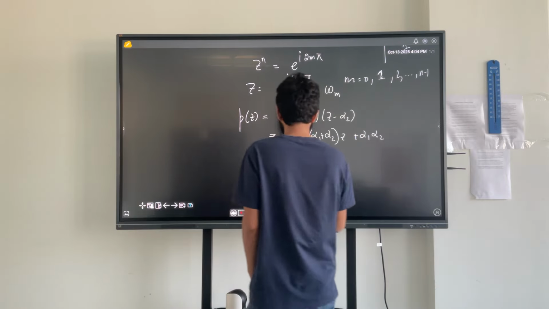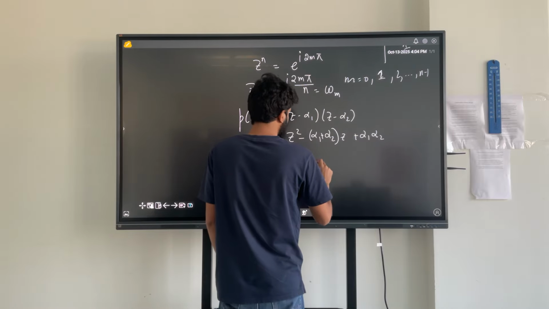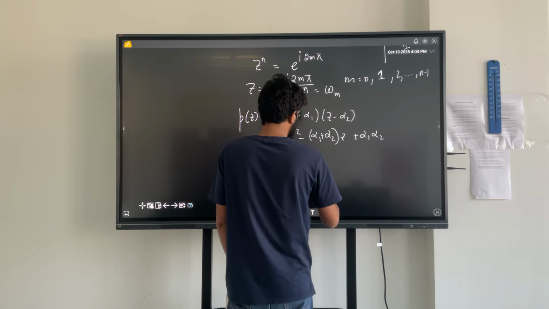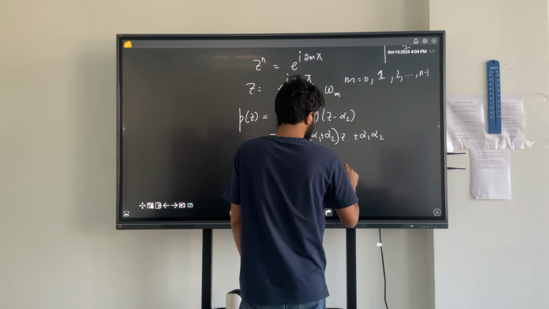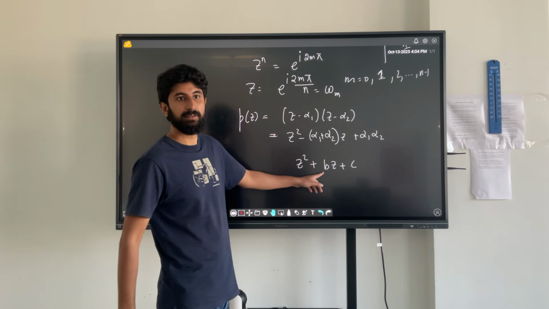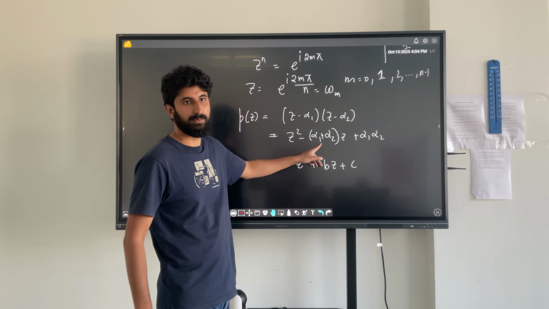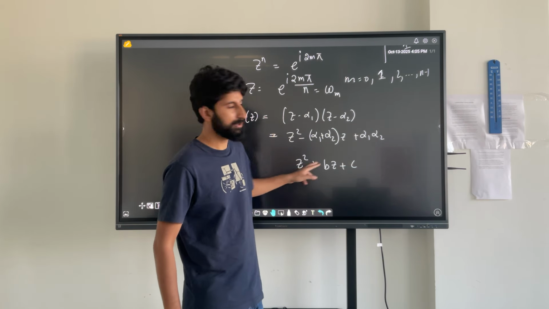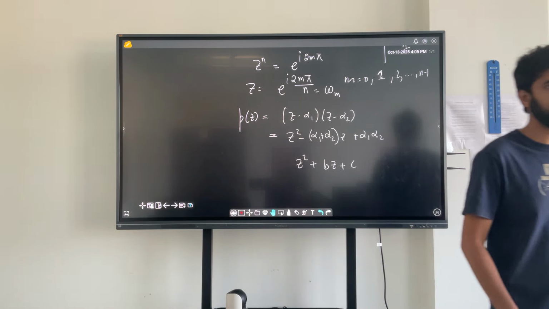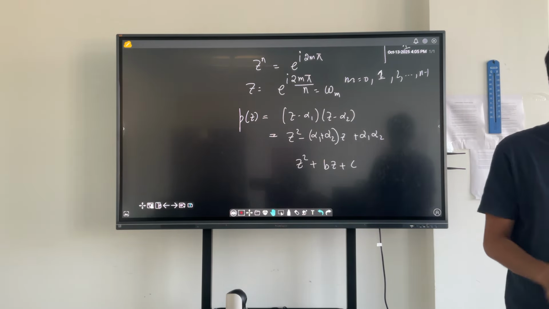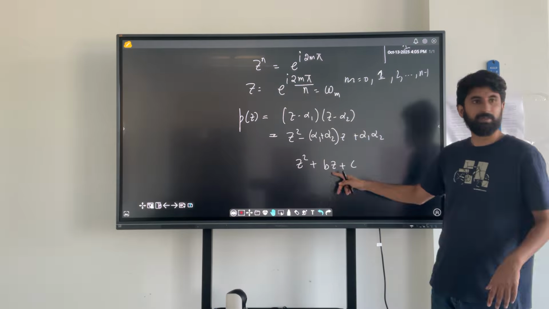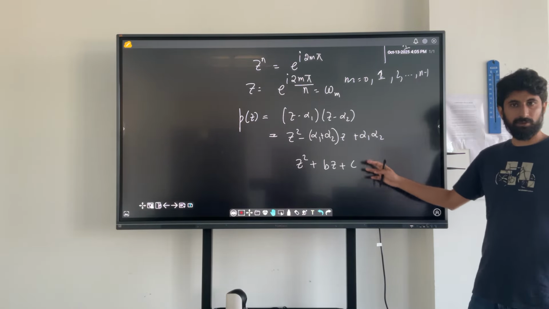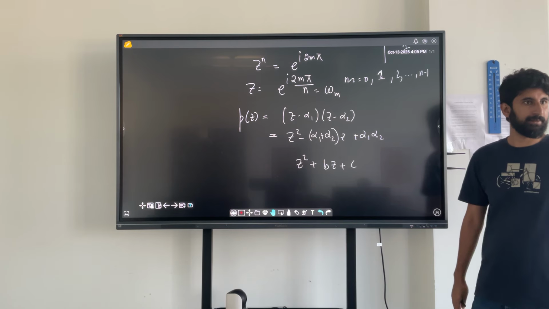So what do we get? z square plus bz plus c. So what is b? It's minus alpha 1 plus alpha 2. What is c? It's alpha 1 alpha 2, because this term is 1. So this is how you figured out that sum of zeros is basically minus b by a, where a is 1, and the product of zeros is just c by a.